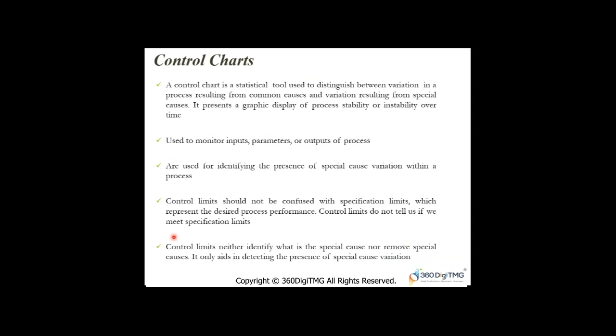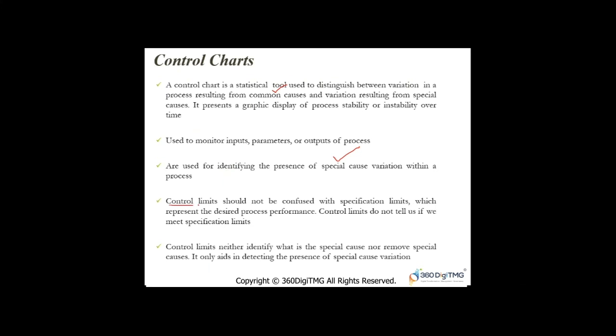Now comes the most interesting part of our discussion, and that is control charts. A control chart is a statistical tool which is used to distinguish between the variation in the process which results from the common cause and your special cause. You'll be able to distinguish that. It presents a graphical display of the process stability or instability over time. You can monitor your inputs, your outputs, and also the parameters. They are used for identifying the presence of special cause variation within the process. So in short, you can identify your special cause variation and common cause variation in a process using control charts.